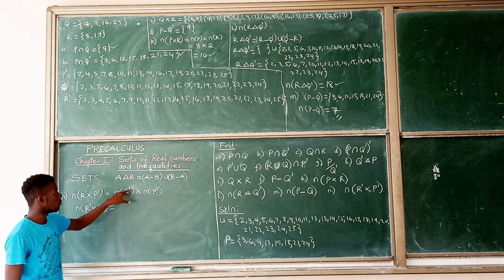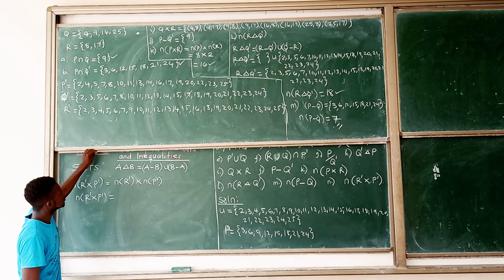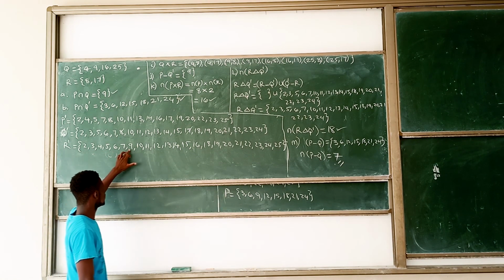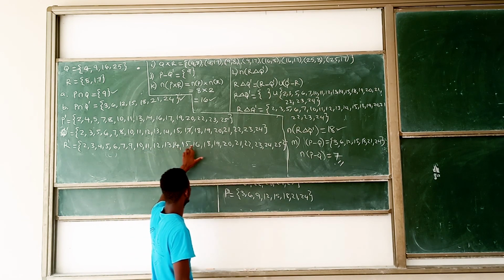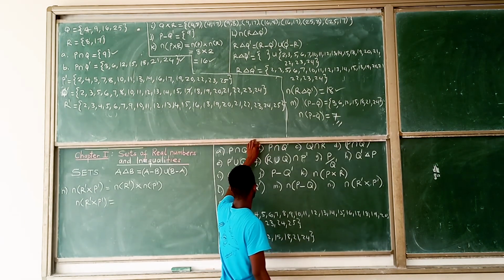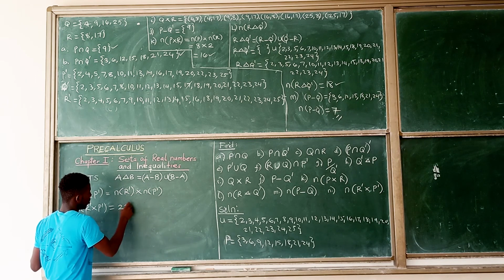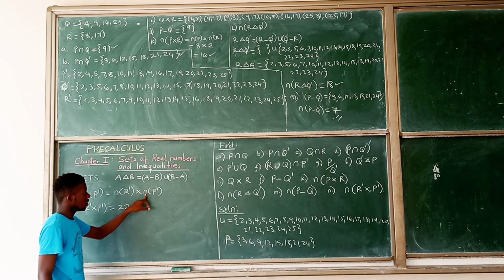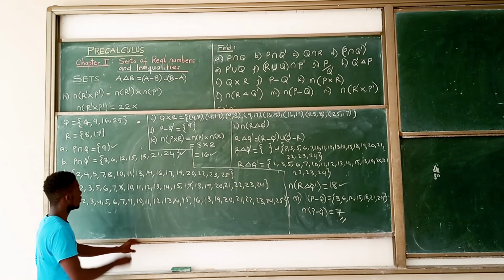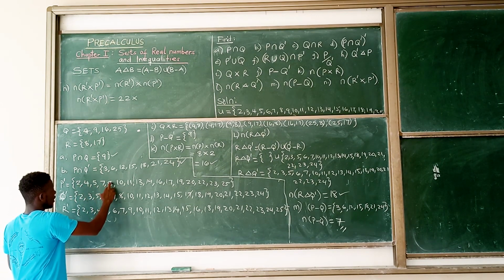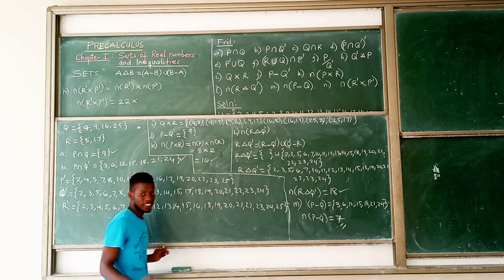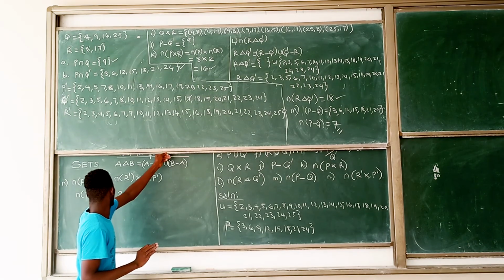What is the number of elements in R complement? R complement has these elements: 1, 2, 3, 4, 5, 6, 7, 8, 9, 10, 11, 12, 13, 14, 15, 16, 17, 18, 19, 20, 21, 22. So we have 22 elements in R complement, multiplied by. And how many elements are there in P complement? P complement is right here. You have 1, 2, 3, 4, 5, 6, 7, 8, 9, 10, 11, 12, 13, 14, 15, 16. So there are 16 elements in P complement.